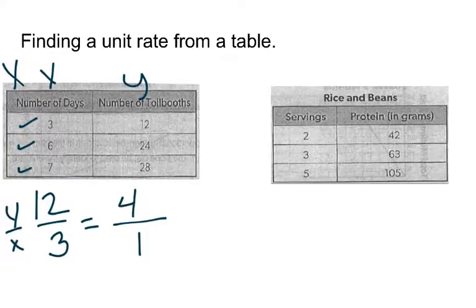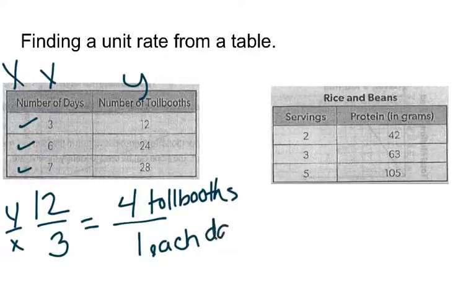So my unit rate for this particular table is 4 toll booths each day. So I pass through 4 toll booths on my way to work each day. Okay? So let's do one more. Why don't you try this one?